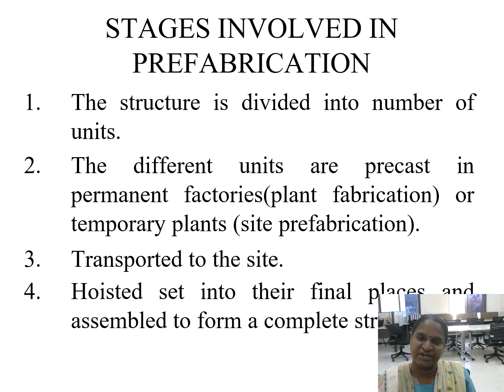These are some of the stages involved in prefabrication. The structure is divided into a number of units. The different units are precast in permanent factories, which is plant fabrication, or in temporary plants, which we can call site prefabrication. And we can transport them to the site. Now here the main thing is hoisting. The units are hoisted into the final place, and we can finally assemble them to form a complete structure.